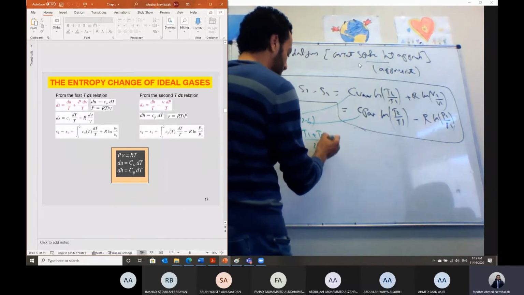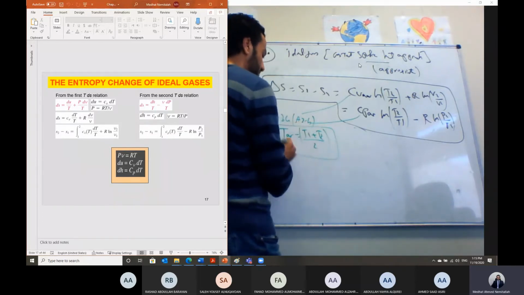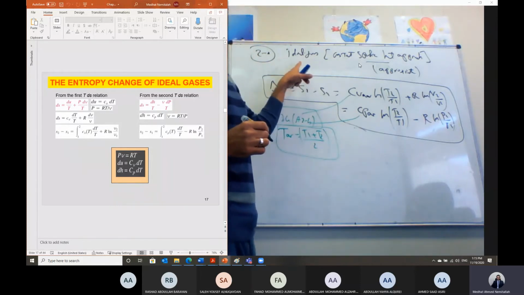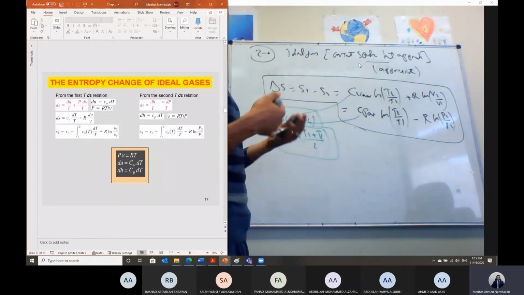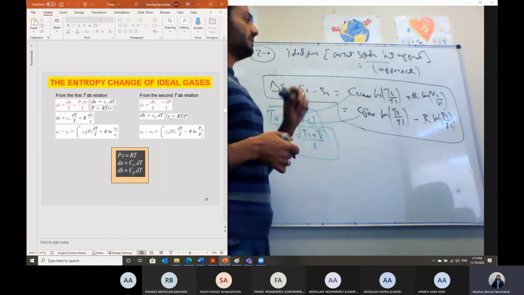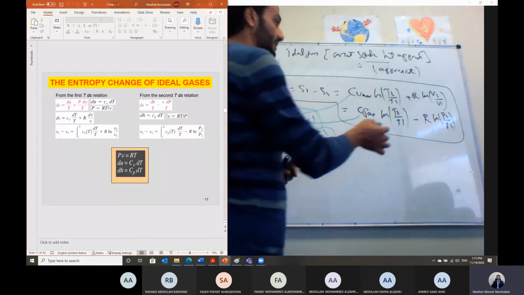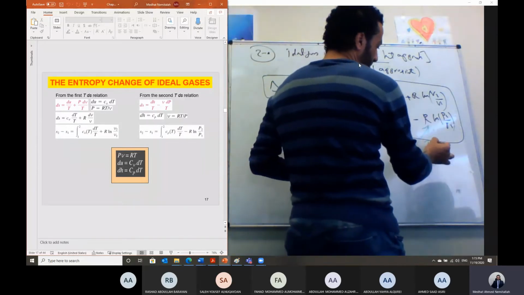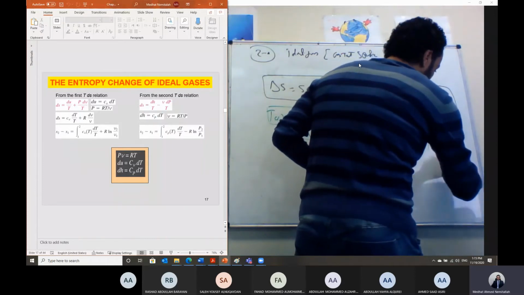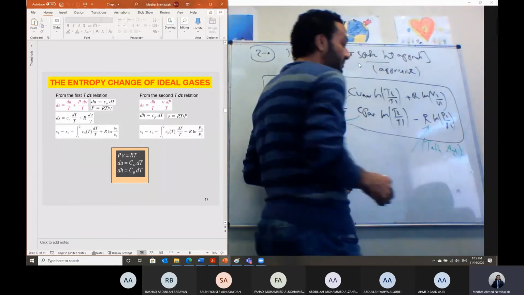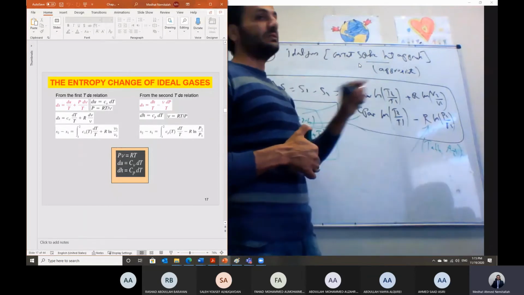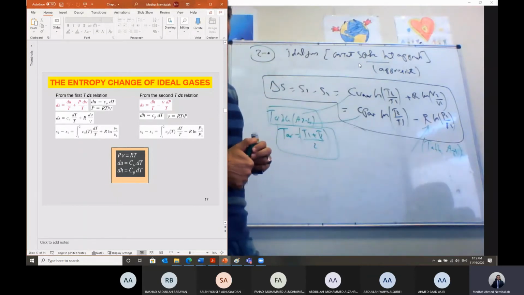T1 plus T2 divided by 2. Calculate the average temperature, go to table A-2b. Depending on the ideal gas, let's say we have air, argon, nitrogen, any gas, then from table A-2b we can calculate CV average in this case. R is the gas constant, and as you know, the gas constant we can get from table A-1. Depending on the gas type, we can get the value of the gas constant. Is that clear?